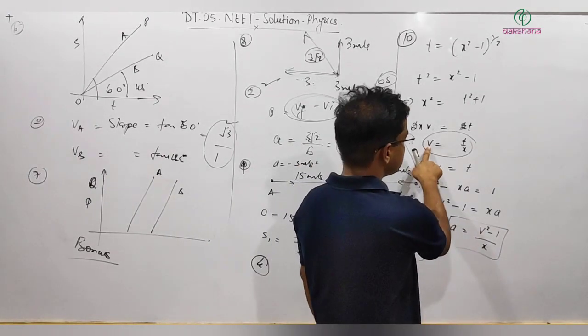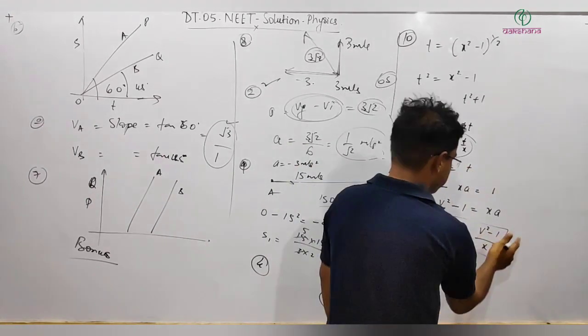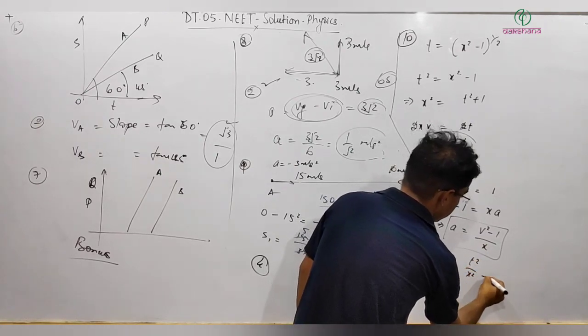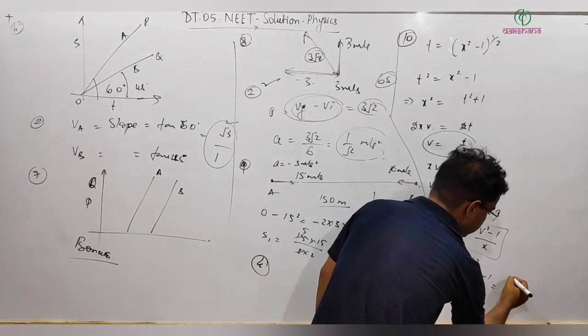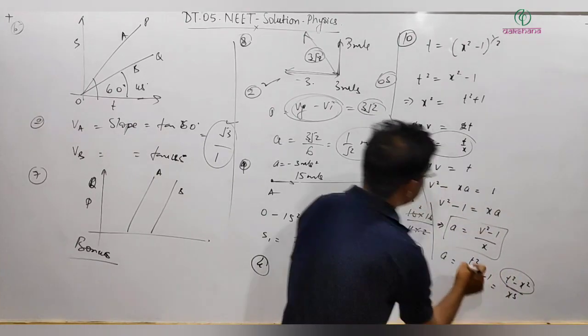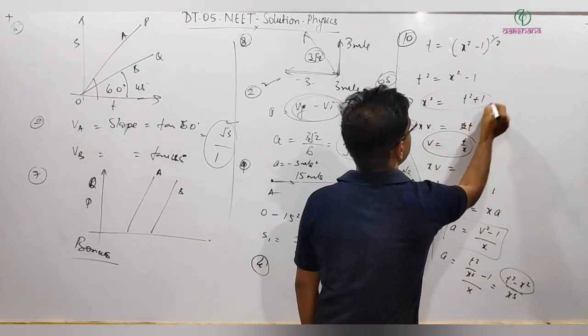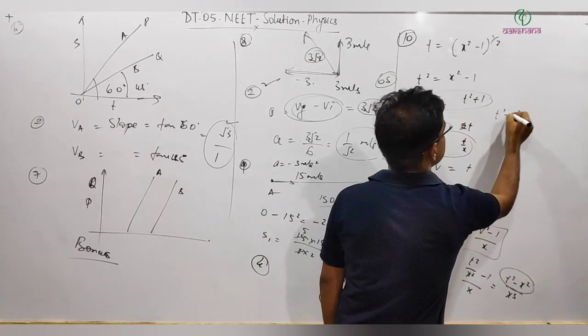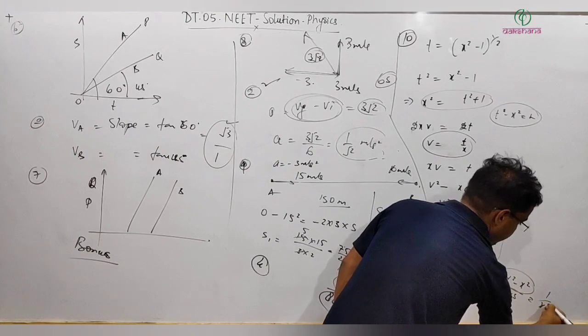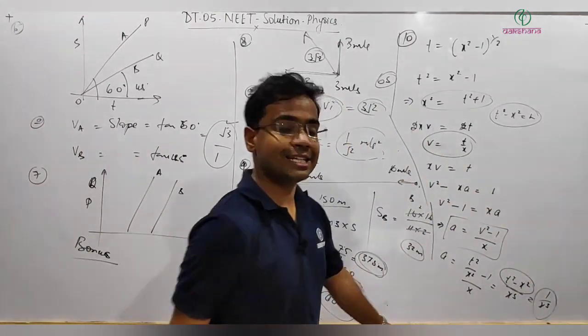So we got v square, let me substitute it. So a is coming out to be t square by x square minus 1 by x, then it will be t square minus x square by x cube, and now t square minus x square. From here, t square minus x square is equal to 1, so it's coming out to be 1 by x cube, which is the acceleration of the particle.